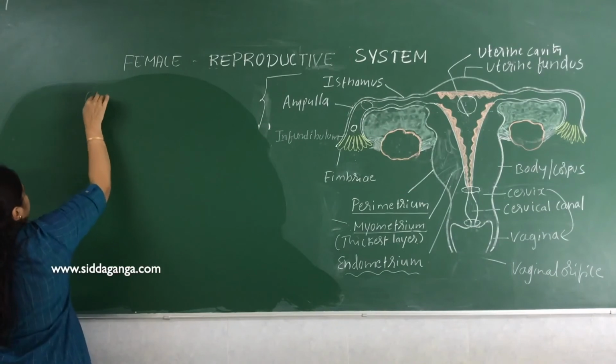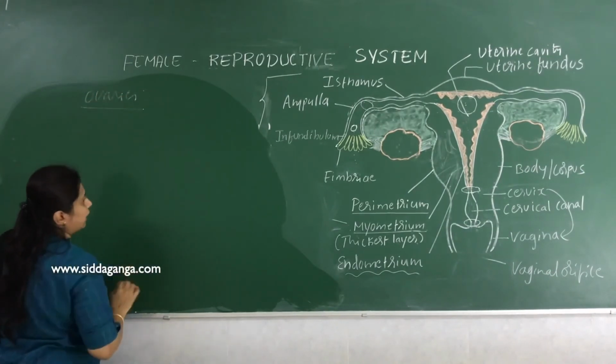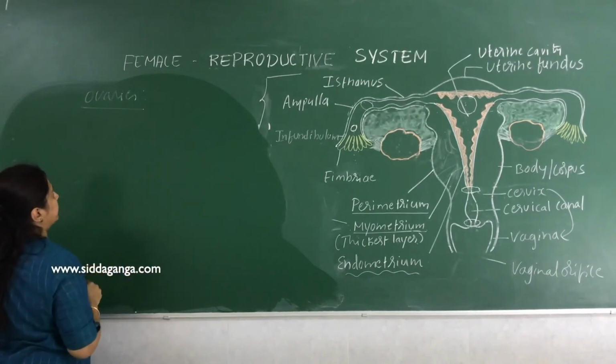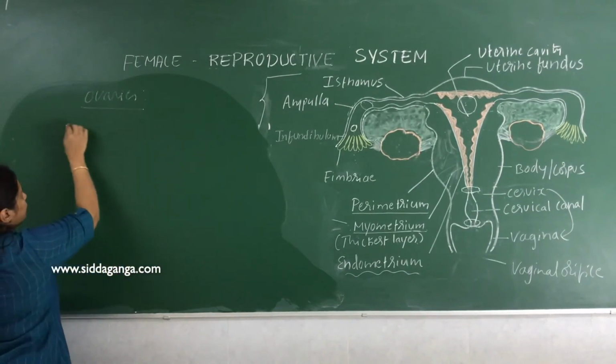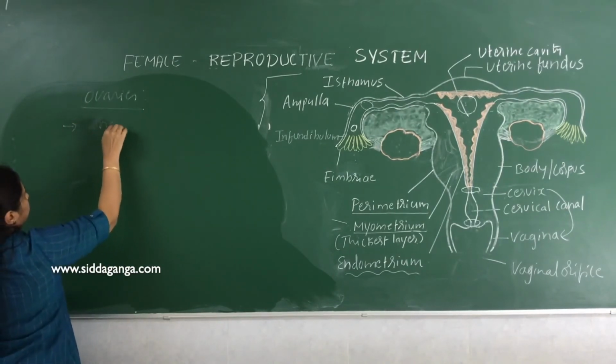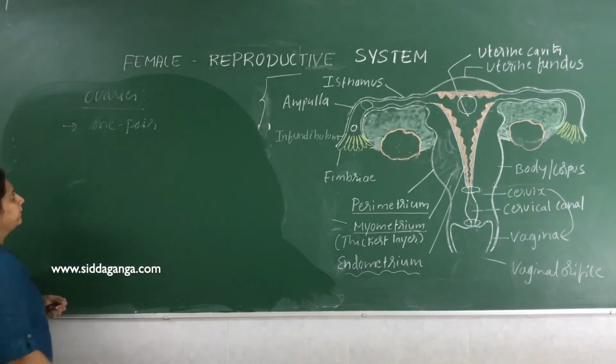So ovaries, they are the primary sex organ in females. How many are there in number? One pair.